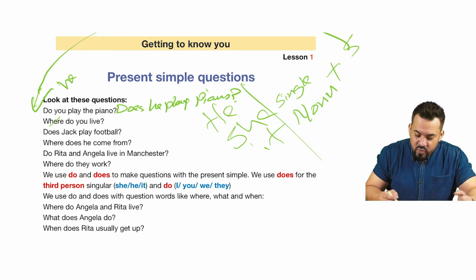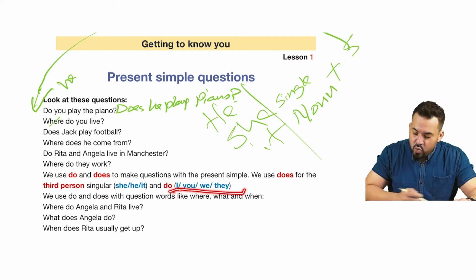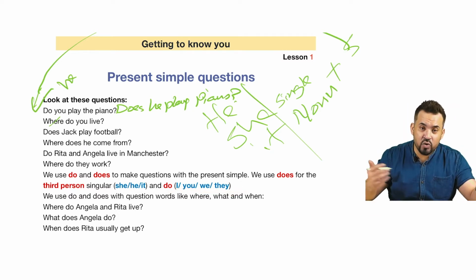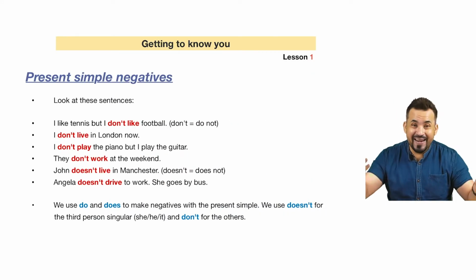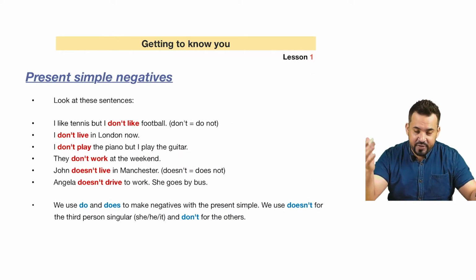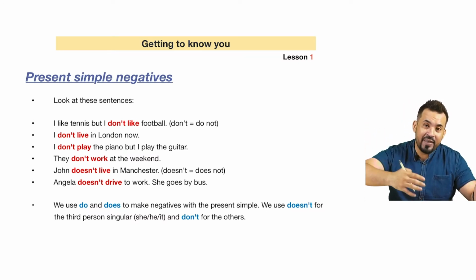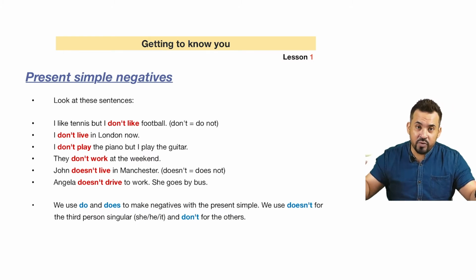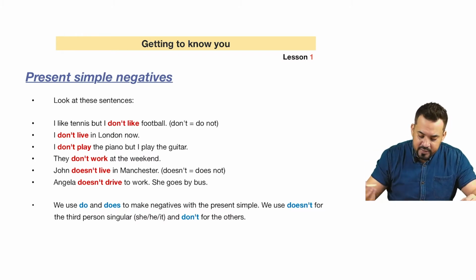Right. So with the third person singular, we always remember to add the S. If we have I, you, we, they, we don't add an S, so we will use do. Okay, now negative with present simple. Same thing, if we have I, you, we, they, we will just add not with the do. If we have he, she, it, or a single noun or a name, then we will put does not instead of do not.